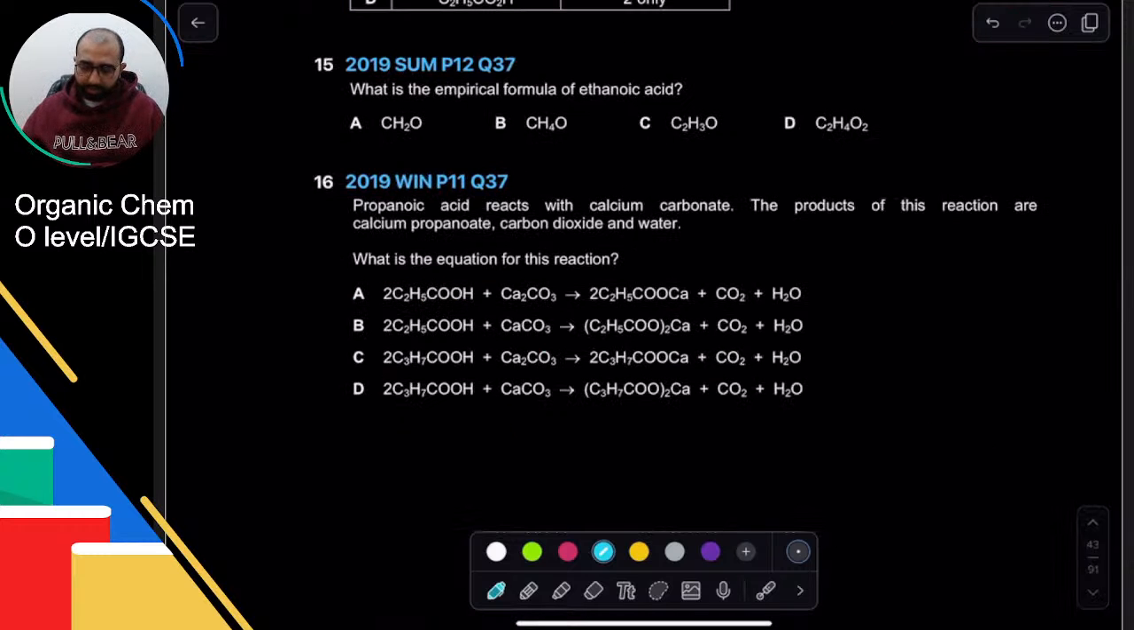What is the empirical formula of ethanoic acid? So, empirical formula of ethanoic acid. Let's see, we have already seen this. अभी हमने question किया है, CH2O का था. And this is the last question for this worksheet.